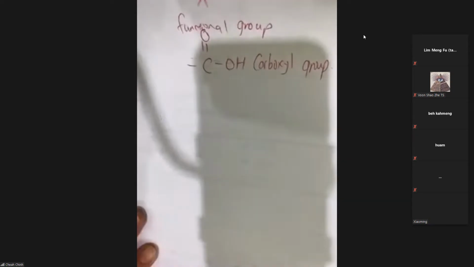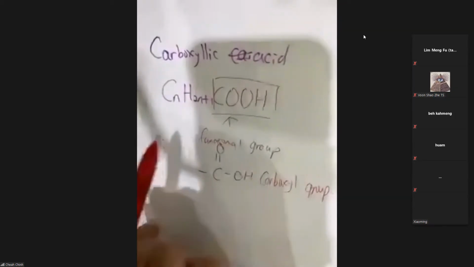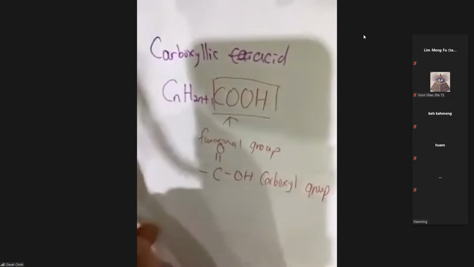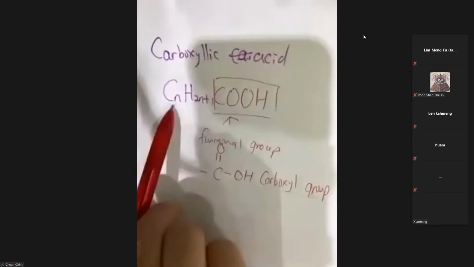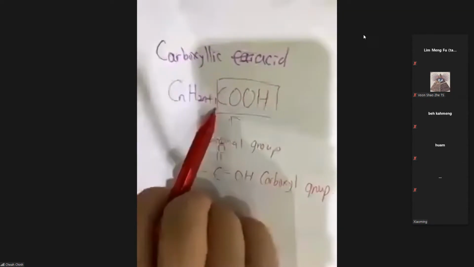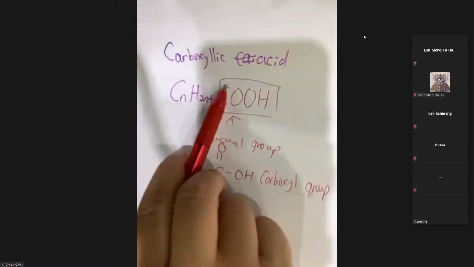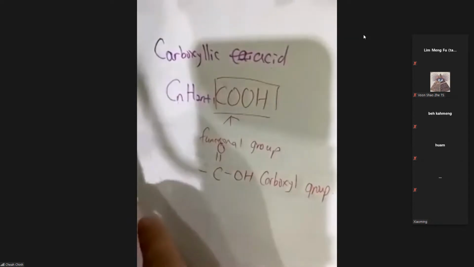Next one. Let's say we have 3 carbon atoms. When they have 3 carbon atoms, we always substitute n with 3, right? Normally when we say 3 carbon atoms, then we substitute the n with 3. But for this case, cannot. You have to minus 1, because carboxylic acid, they already got 1 carbon here. So you have to minus 1 first before you substitute it.